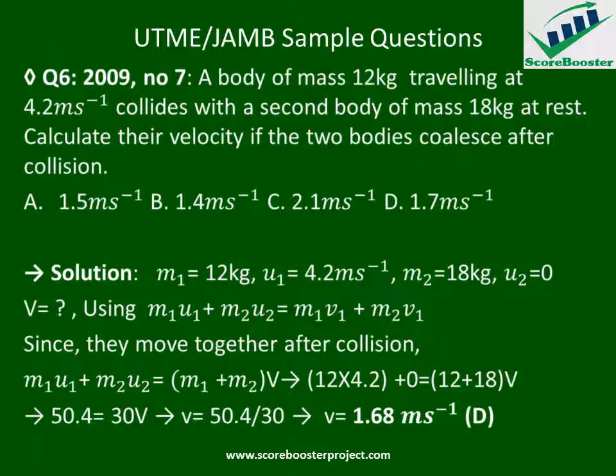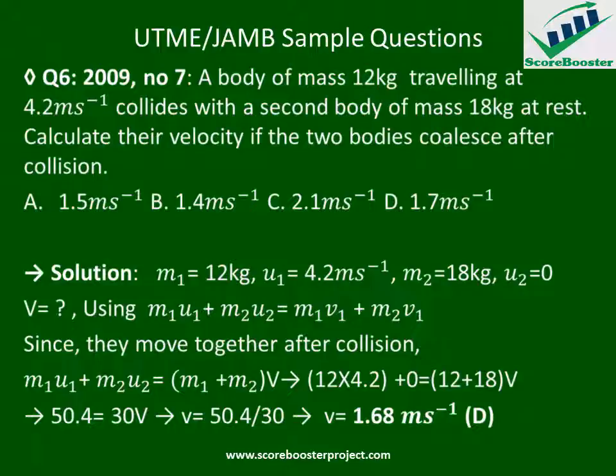So in substituting for the formula, our m1 is 12 times u1, which is 4.2 meter per second, plus m2u2, that will be 0. Since u2 is 0, 0 times m2 is going to give us 0, which will be equal to m1, which is 12, plus m2, which is 18 kilogram, into v, their common velocity. Then in solving this, 12 times 4.2 will give us 50.4, which is equal to 12 plus 18 v.